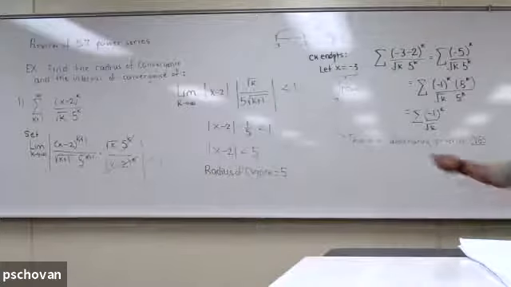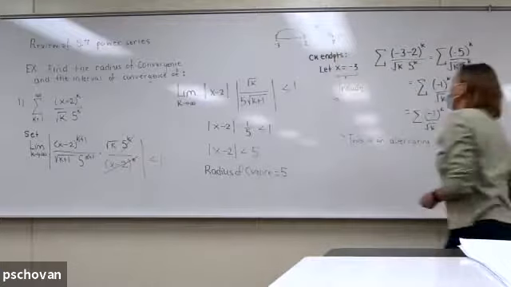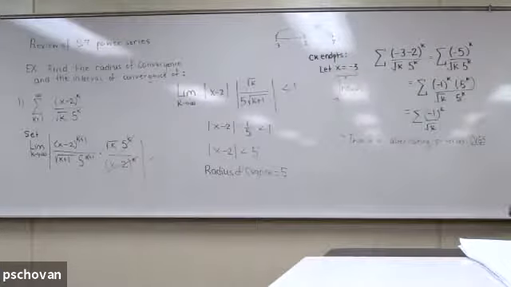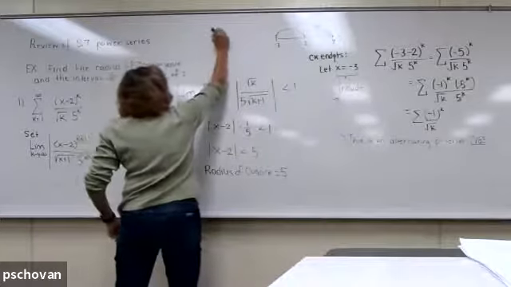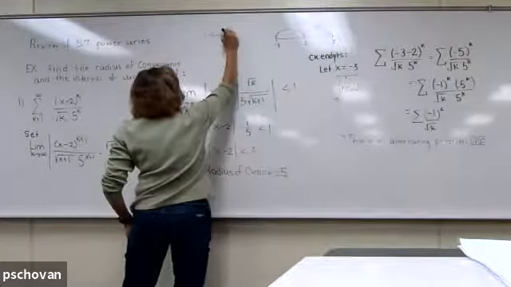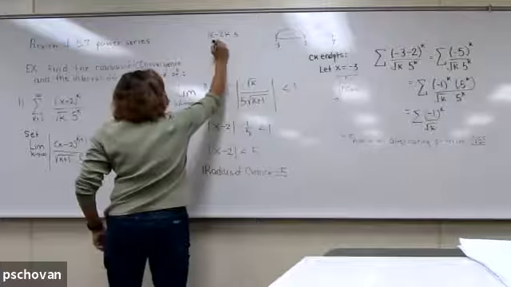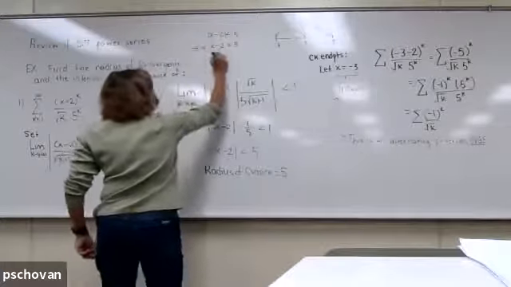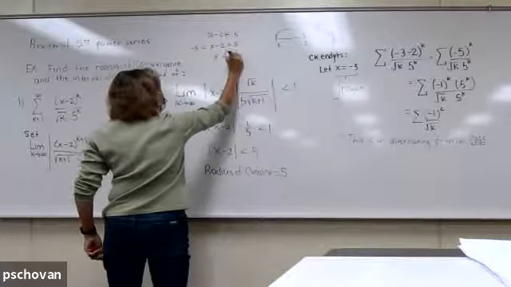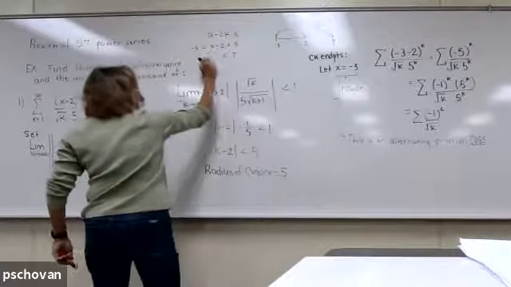Now we do the same for the other endpoint. Let's let x equal 7. I guess I should have written that down here. Let's say that the absolute value of x minus 2 is smaller than 5. That means x minus 2 is between 5 and -5. It says x is between 7 and -3.